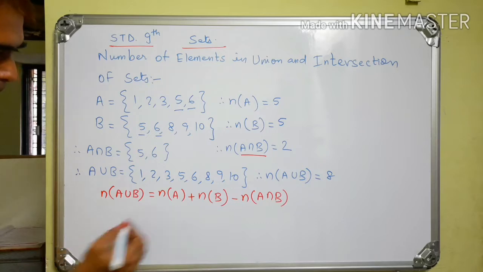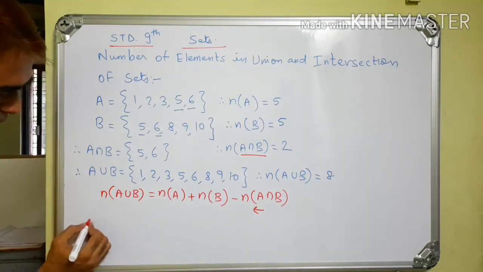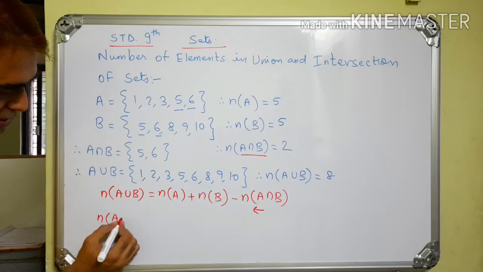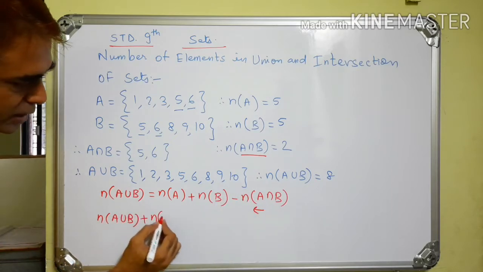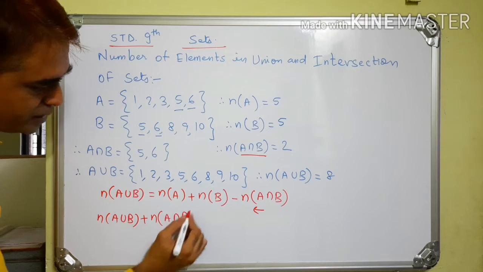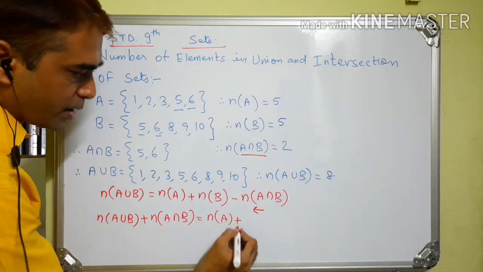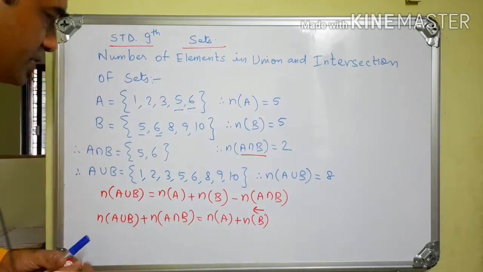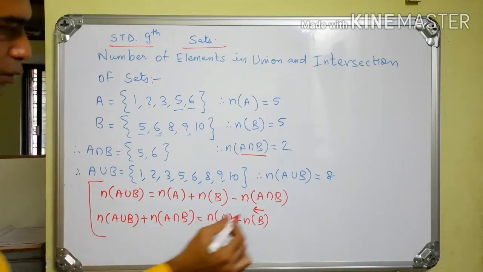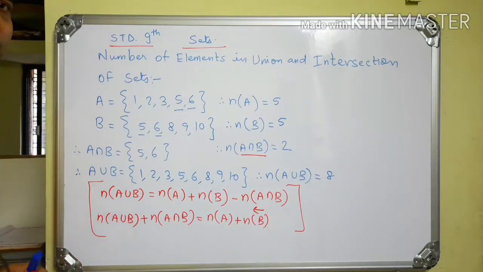Second formula: you can also write this same formula in this way. n(A union B) plus n(A intersection B) equals n(A) plus n(B). These two formulas you have to remember. Now let's start practice set 1.4.